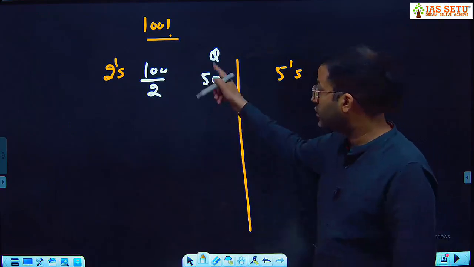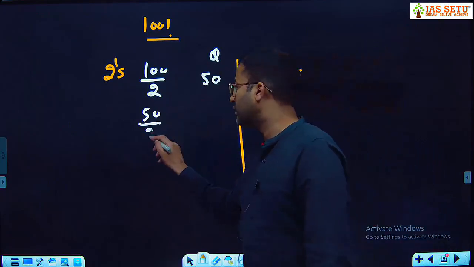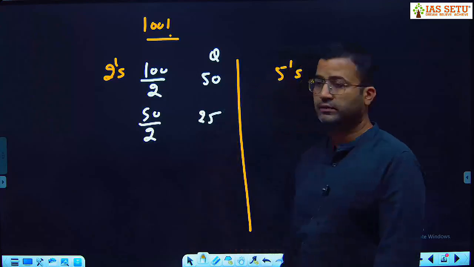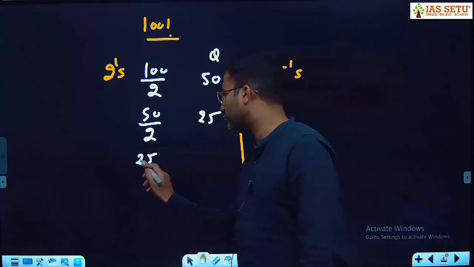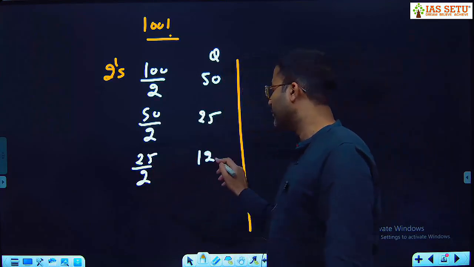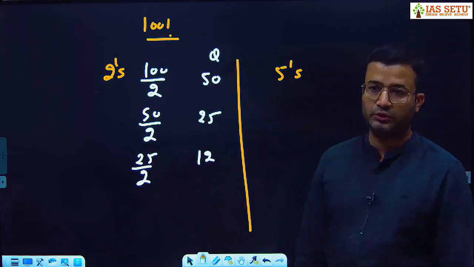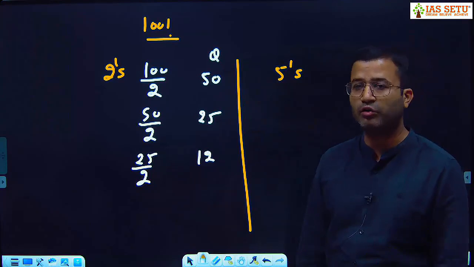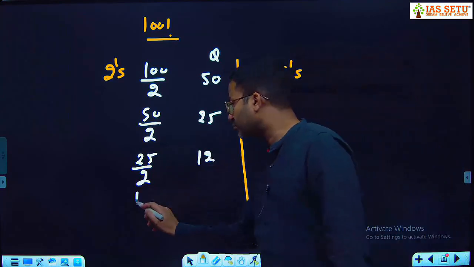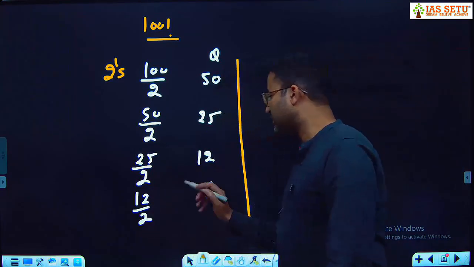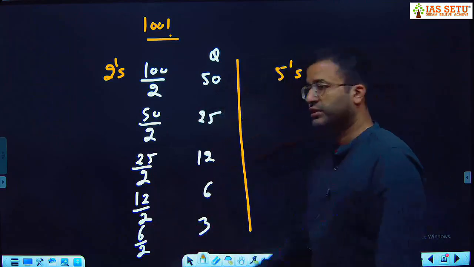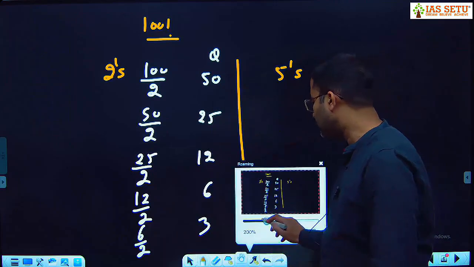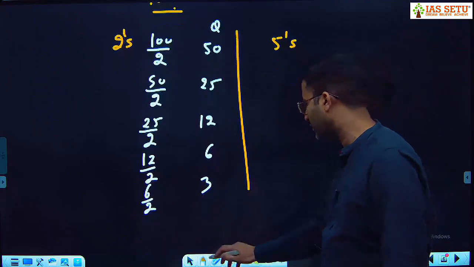Again, this quotient we divide by 2, we get 25. And you have to repeat. This 25 you have to divide by 2, you get 12 point something, take 12. Quotient 12 आएगा, remainder को ignore करना. This 12 divided by 2, you get 6. 6 divided by 2, you get 3. Then again this 3 divided by 2, you get 1.